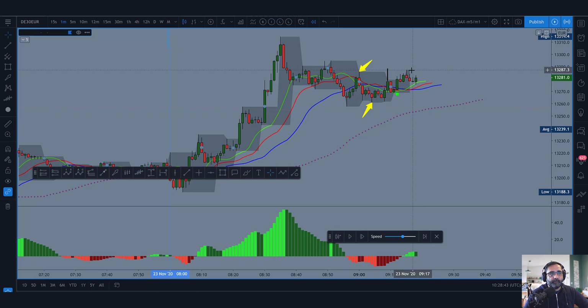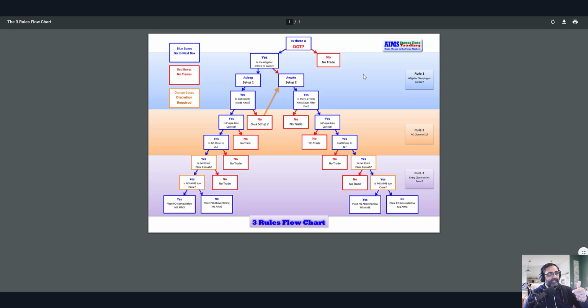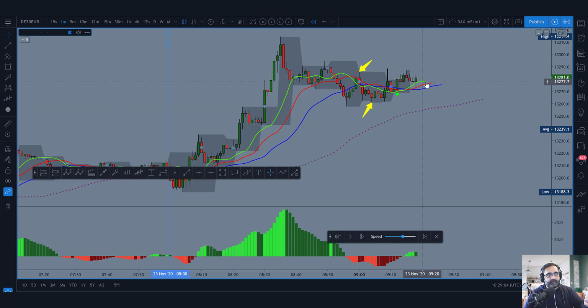Now we have a new box. As soon as I've got this box, I will run through the flowchart again. Because this is the old mechanism, is there a dot? I can say, is there a green dot? And if the answer is yes, is the alligator asleep or awake? Because you have a fresh box, it's awake.